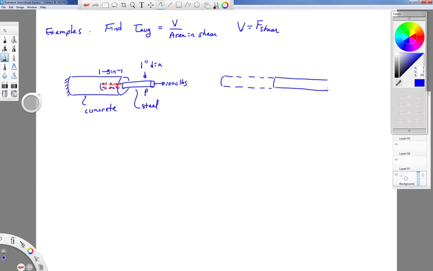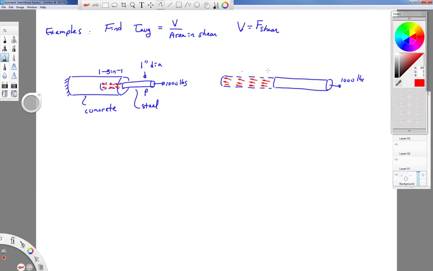Here it is sticking out to this other side. And we have a 1,000-pound force right here. And again, my shearing stresses are on the outside of the steel bar, and they go all the way around the circumference of the steel bar. The concrete is trying to keep this inside the concrete, but the steel wants to be slid out. So you have opposing forces giving us some shearing stresses.